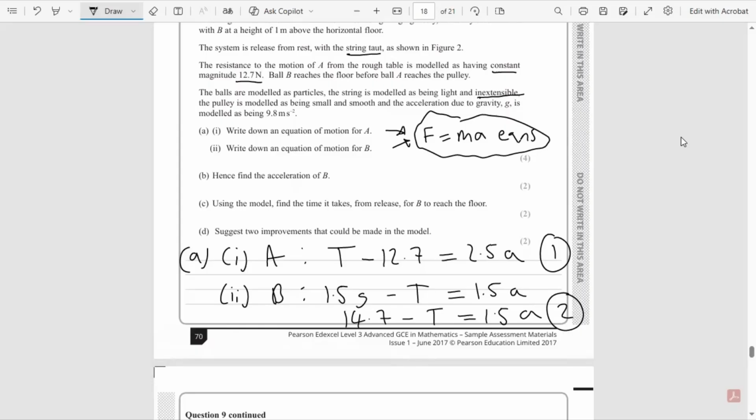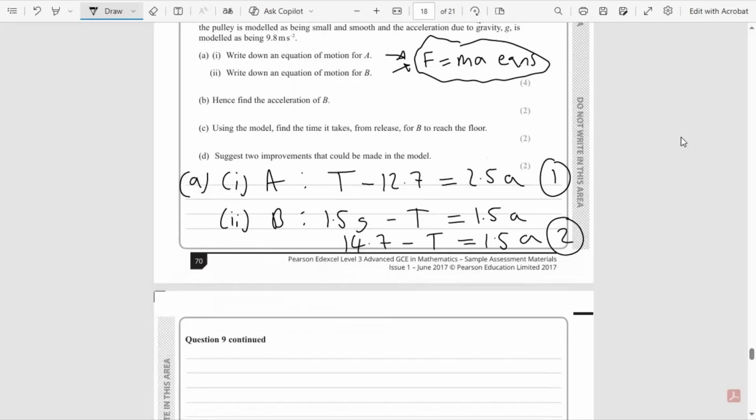So part B, hence find the acceleration of particle B. Remember, as we said a moment ago, the accelerations for both particles are the same because the string is inextensible. So what we can do is take equation 1 and equation 2 and add them together, like simultaneous equations. Equation 1 plus equation 2, the T's now cancel out on the left side.